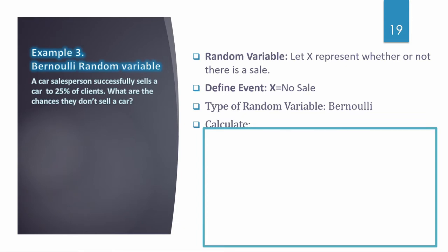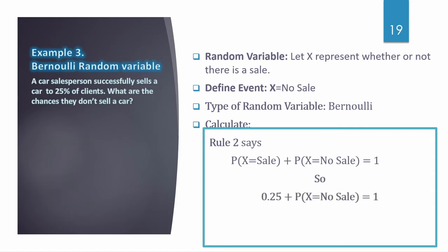And now we're just going to use our probability rules to calculate. Rule 2 says that when I add up the probability of all of the possible events, it has to sum to 1. So the probability that I observe a sale plus the probability I observe no sale has to equal 1. Since I know the probability of a sale is 25%, 25% plus the probability of no sale has to equal 1. Just rearranging this expression, I can very quickly see that the probability that my salesperson does not make a sale is 75%.